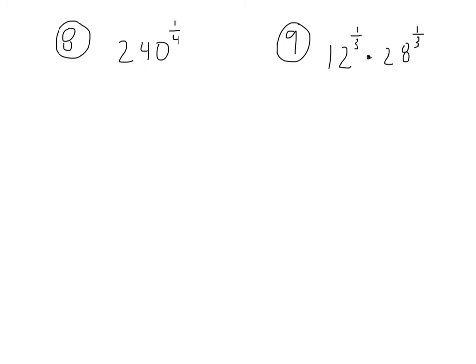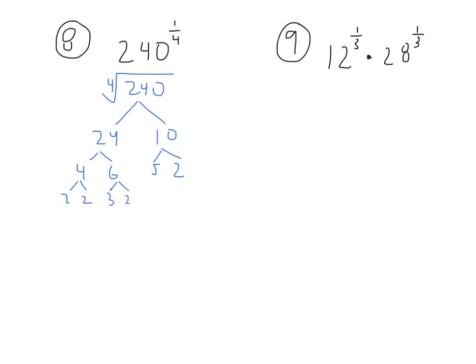All right, so for number 8, this is the same thing as thinking about it like this: the 4th root of 240. Let's do a factor tree here. This would be 24 times 10. 10 is 5 times 2. 24 is 4 times 6. This is 2 times 2 for 4, and 6 is 3 times 2.